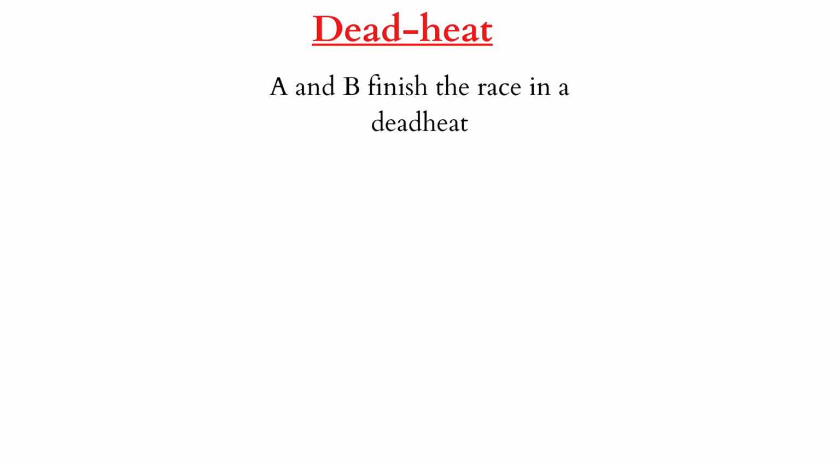What does this mean? Let's say A and B can start at any place at any time. That doesn't matter. Let's take a track here. This is a track. Now A can start from here, B can start from here, or A and B both can start at the same point. No issues at all. But the finish line, they will finish the race at the same time.